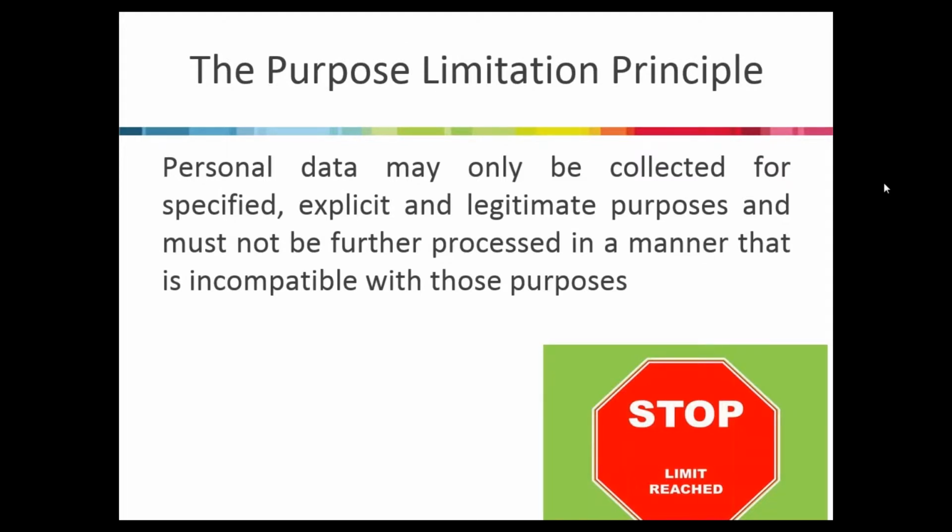The second principle, known as purpose limitation, is set out in Article 5B of the GDPR. This states that personal data shall be collected for specified, explicit, and legitimate purposes and not further processed in a manner that is incompatible with those purposes. Further processing for archiving purposes in the public interest, scientific or historical research purposes, or statistical purposes shall not be considered to be incompatible with the initial purposes.